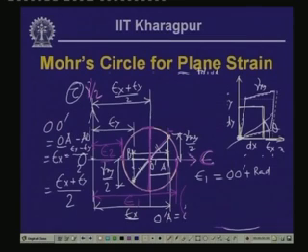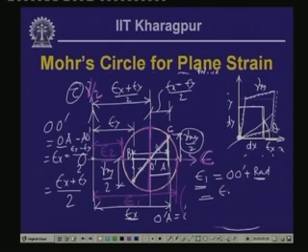The value of the radius: from this particular triangle C A dash, A dash C is equal to gamma xy by 2, and O dash A is equal to epsilon x minus epsilon y by 2. So, the distance CO dash, which is the radius, is equal to root of (epsilon x minus epsilon y by 2) square plus (gamma xy by 2) square. So, the value of epsilon 1 is equal to O dash, which is epsilon x plus epsilon y by 2, plus root of (epsilon x minus epsilon y by 2) square plus (gamma xy by 2) square.